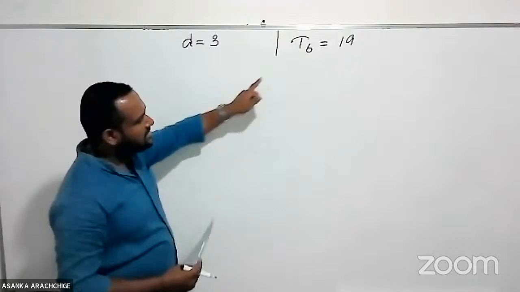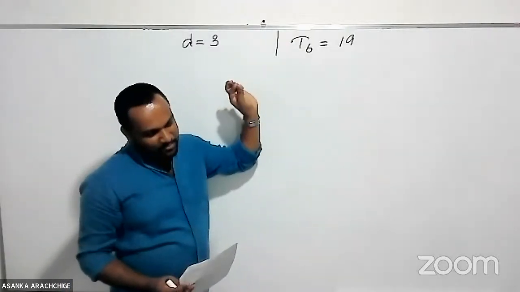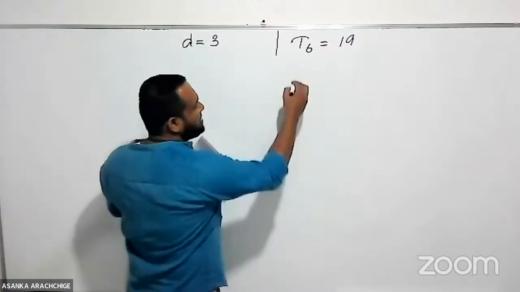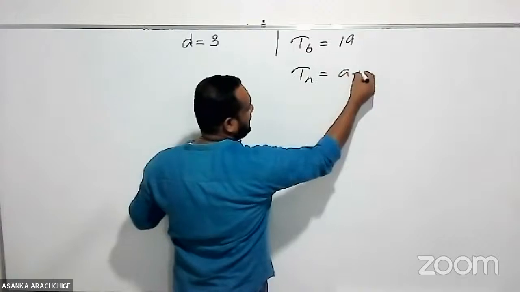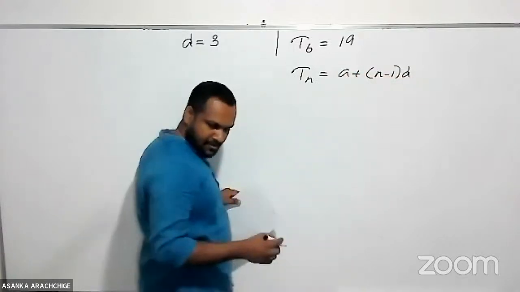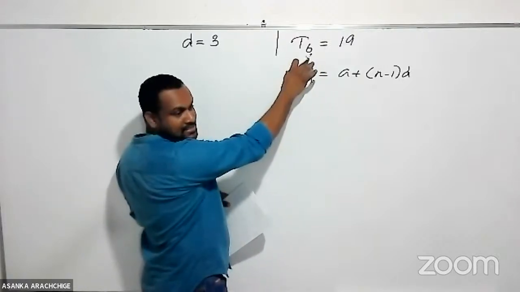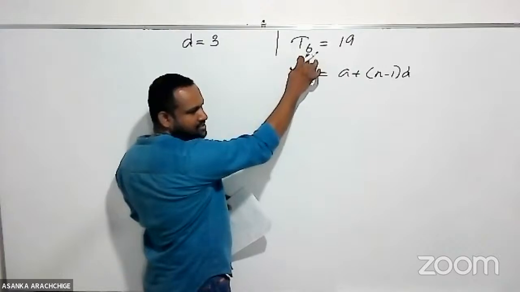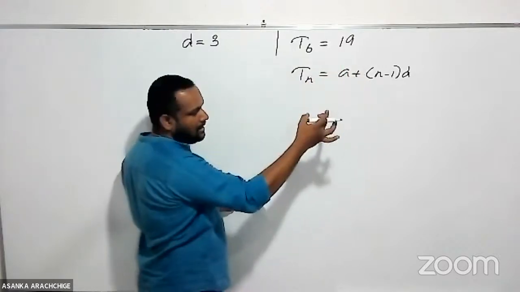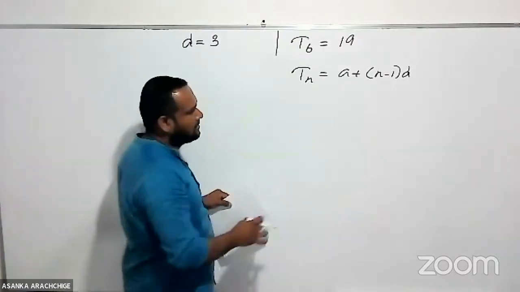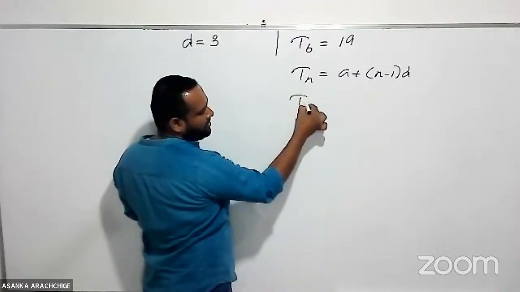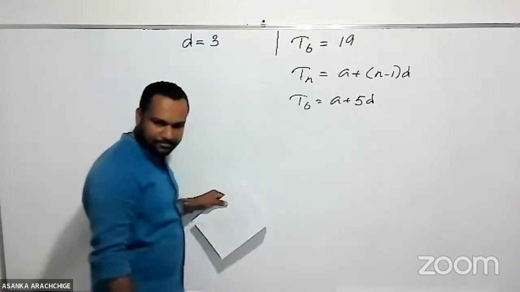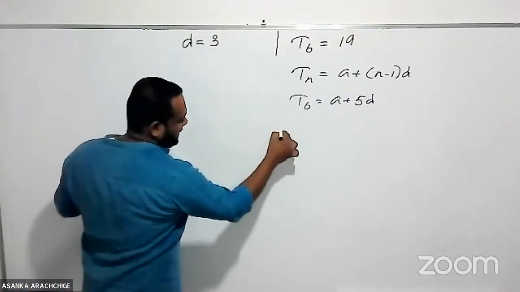Now tell me, in an arithmetic progression, how can we write the sixth term in terms of A and D? You know Tn equals A plus n minus 1 times D, no? When Tn becomes T6, in this formula, everywhere n must be 6. Then when n is 6, T6 must be equal to A plus 6 minus 1, 5, times D. Therefore, you can write A plus 5D.